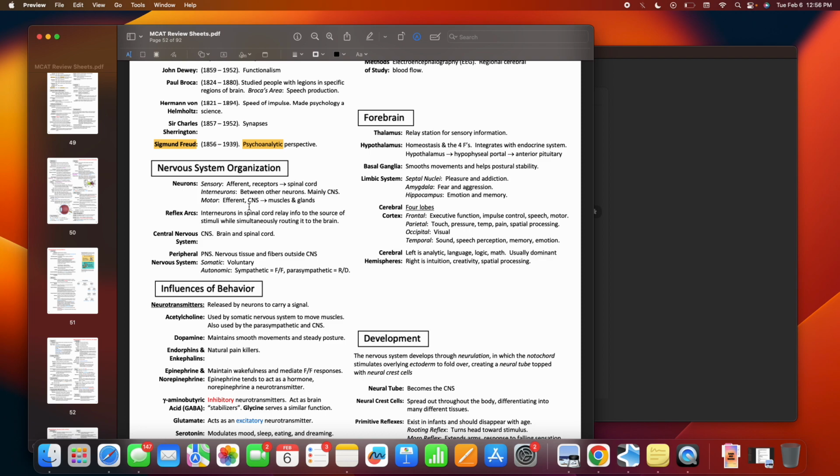We have reflex arcs, where interneurons in the spinal cord relay information to the source of stimuli while simultaneously routing it to the brain. So these interneurons in the spinal cord send the information to the source of stimuli while simultaneously routing it to the brain. So it does also go to the brain. But since you have those interneurons in the middle too, they relay the information to the source of the stimuli.